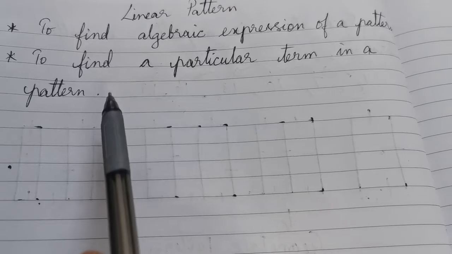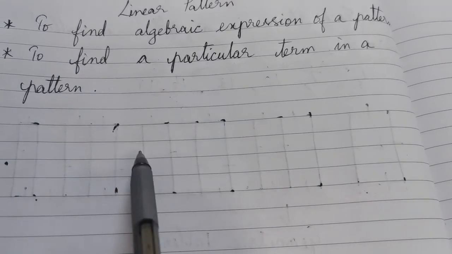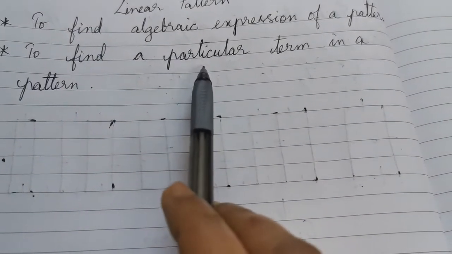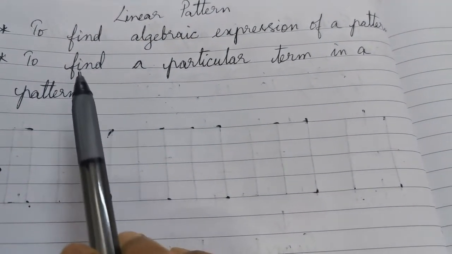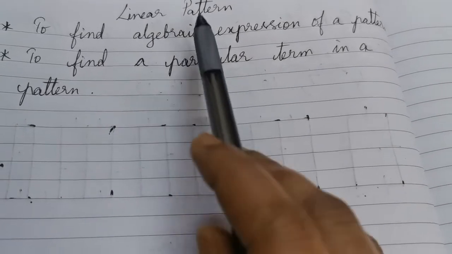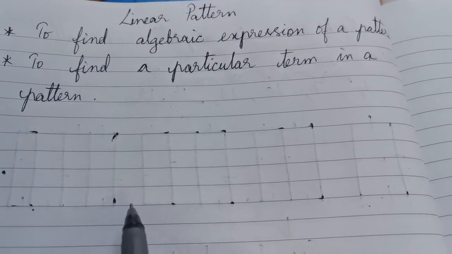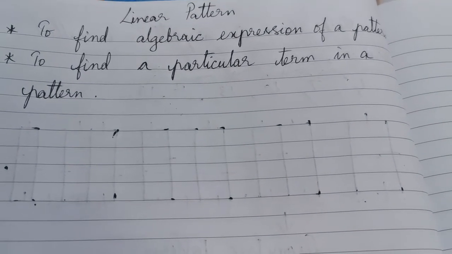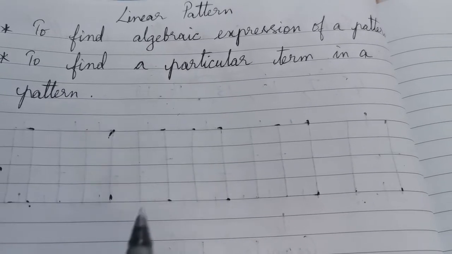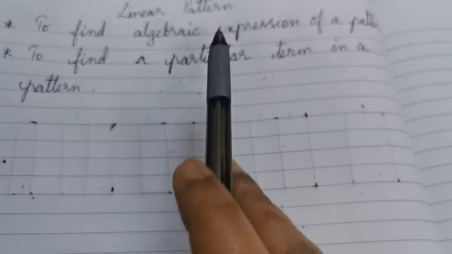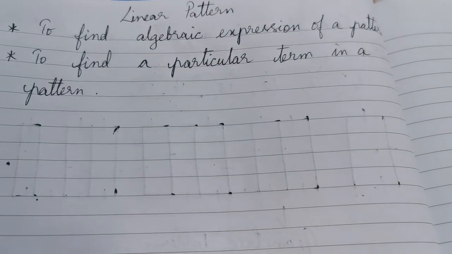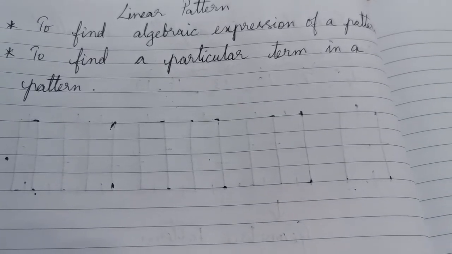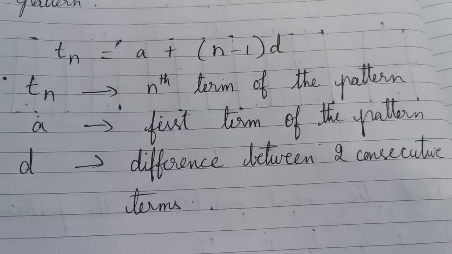There is one formula which will help us to find both the algebraic expression and a particular term in a pattern. Remember, this formula is applicable only for linear patterns. Linear patterns means the difference between any two consecutive terms should be the same. Only then we can apply this formula. So let me start by explaining the formula.